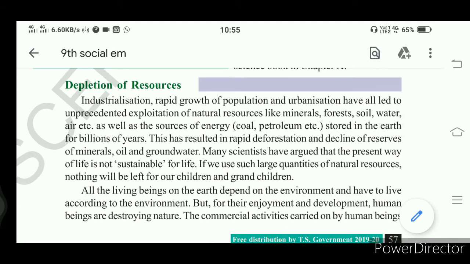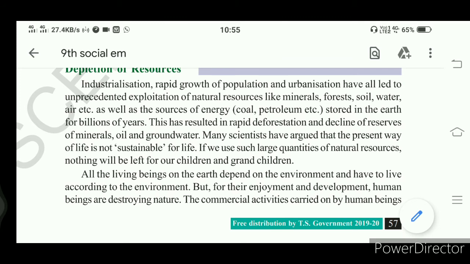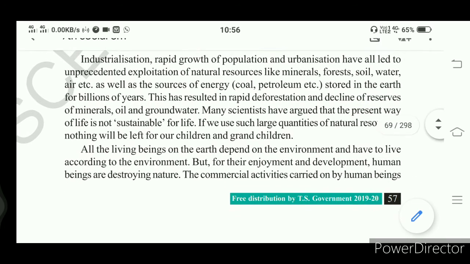So there would be a problem of sustainability, understand? All the living beings on the earth depend on the environment. We get everything from the environment, right? And we have to live according to the environment. If we damage the environment, ultimately it damages us. It is like sitting on a branch and cutting that branch, so that the woodcutter falls from it. Instead, we need to understand that earth is our home, our motherland. We need to take care of the earth and protect the environment. Our survival is connected with the protection of the environment, understand?